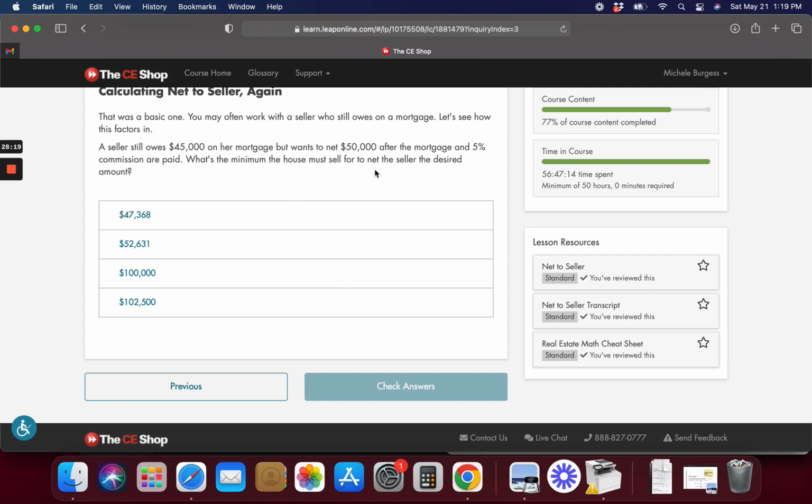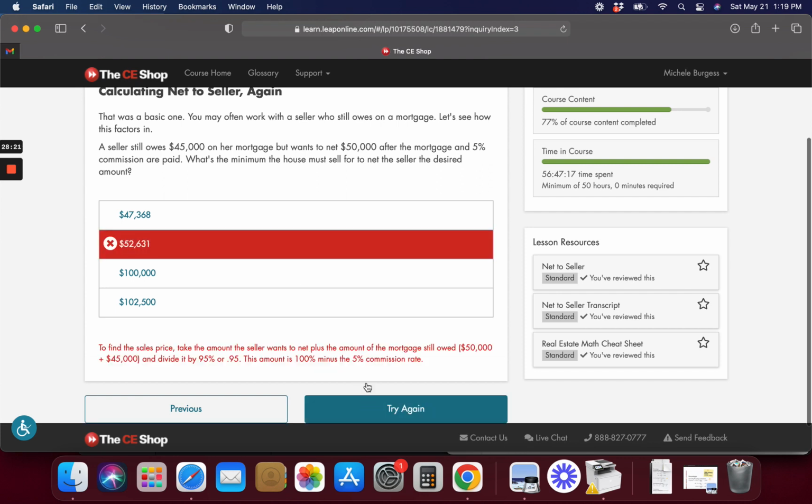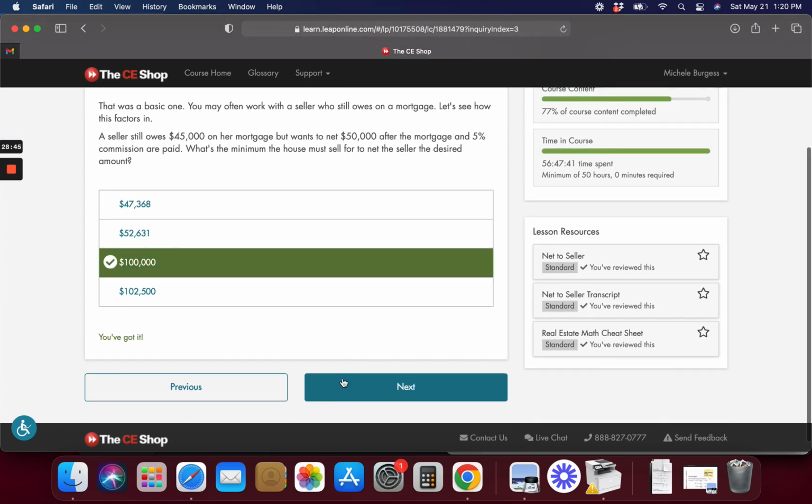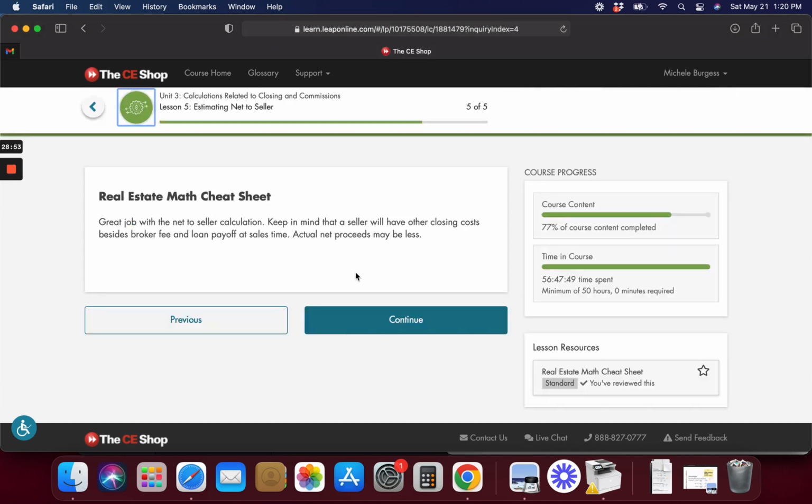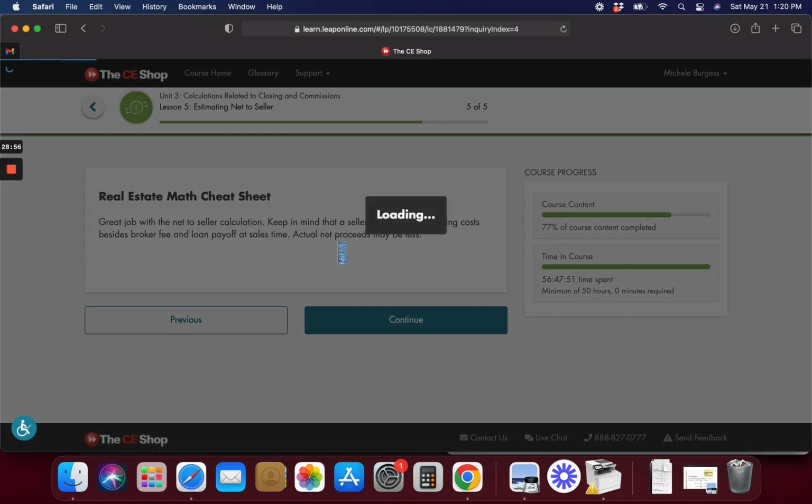What's the minimum the house must sell for here? All right, so the minimum the house must sell for is 45. Mortgage still owed is 50,000 plus 95 times 95 times 95. So it must be like 100. Yeah. Okay. So if they still owe on it. All right. Keep in mind all these calculations are on the cheat sheet.